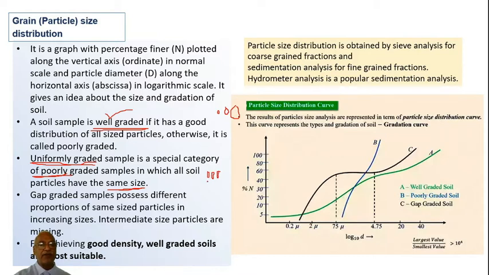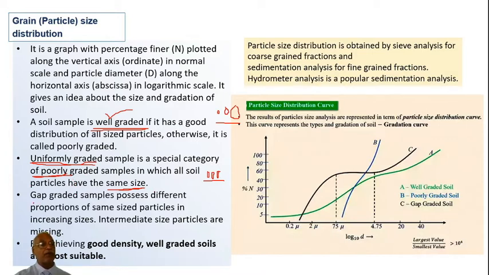So like this, if it is having the same size particle, maybe small, maybe bigger, but all the particles are of the same size, unlike the earlier case of well graded where there are smaller particles, medium size, bigger, like a good mix of all. But here when it is said uniformly graded, it has got all the particles of the same size. Obviously this is not so good. That's why it is classified as poorly graded soil sample, where the particles have the same size.